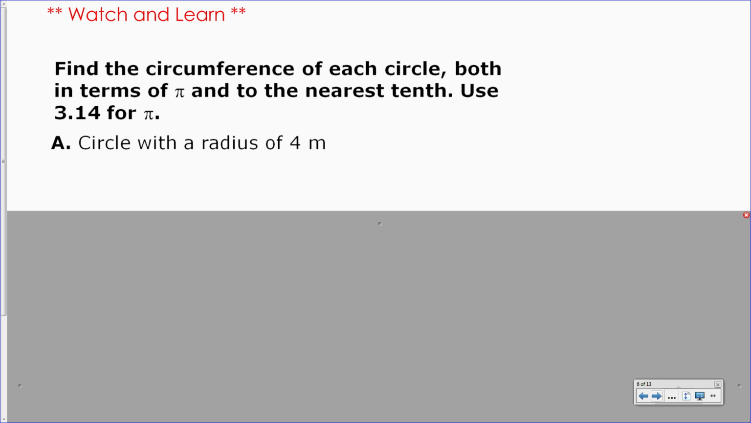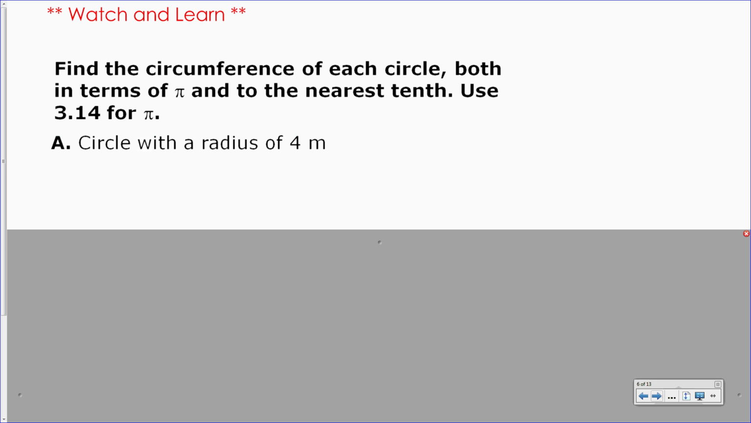It says find the circumference of each circle, both in terms of pi and to the nearest tenth. Use the form 3.14 for pi. This is what that means. So my circumference formula is circumference equals pi times diameter. But this one says this has a radius, so we're going to use the other formula, which is 2 pi times radius. Or you can just remember to double your radius.